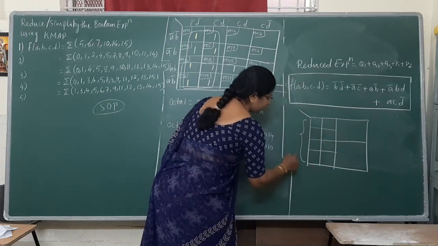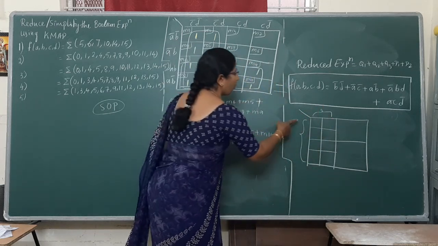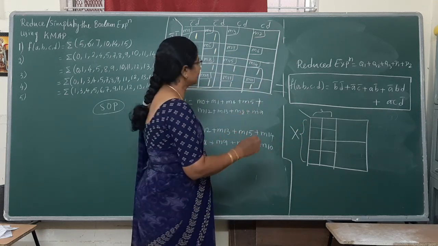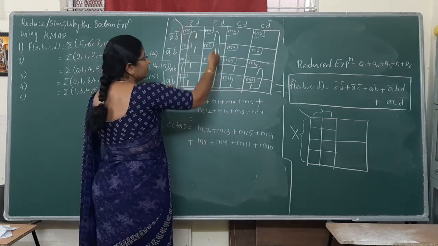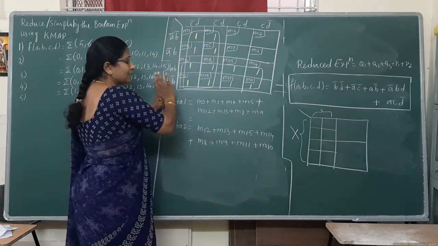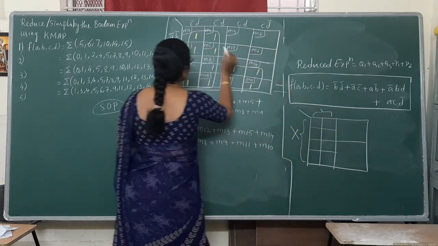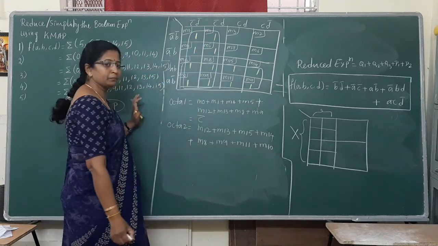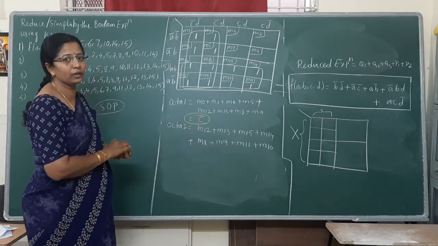That means all these rows and among all these columns. When we have all the rows, they get cancelled. That means all the row headings get cancelled when we have a vertical octa or vertical quad. Your row labels get cancelled. Then among the column labels, among these 2 columns, what is the common variable? C complement. C complement is the result. Did you get it? This is your reduced one.